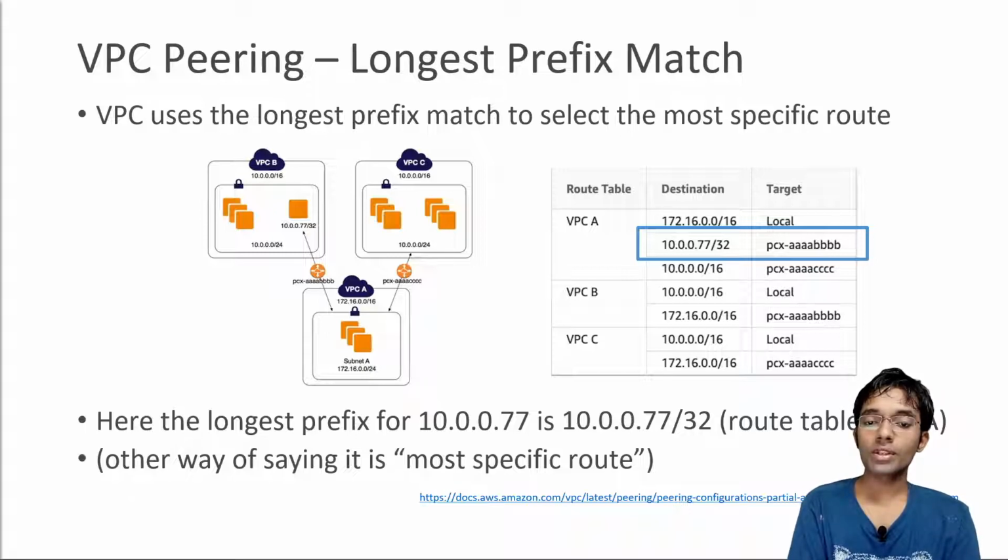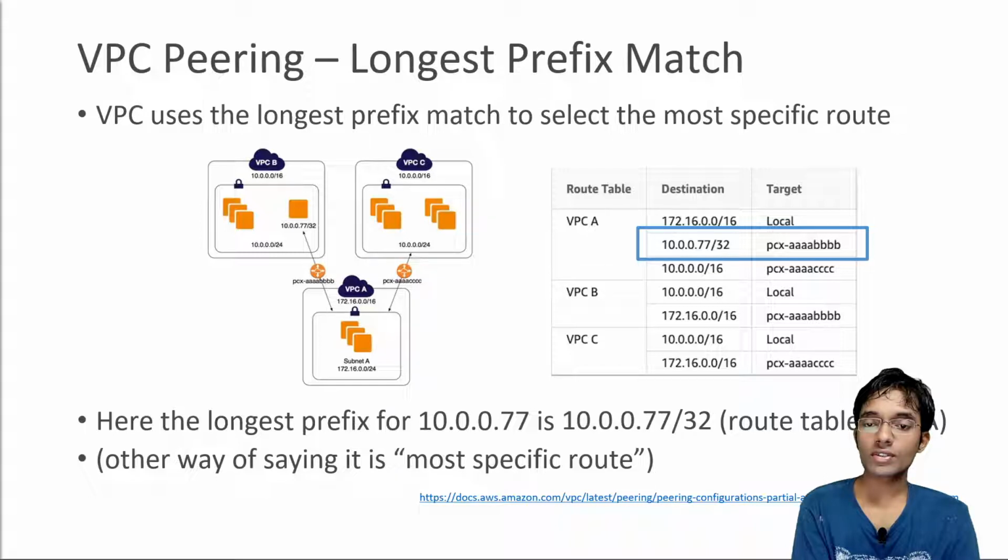Now the problem is that we have a subnet in VPC A with a bunch of instances, and there's one instance in VPC B we'd like to access, which is 10.0.0.77/32, which represents one IP. We want to be able to say that traffic that goes specifically to that instance should go through VPC B, but any other traffic should go through VPC C.